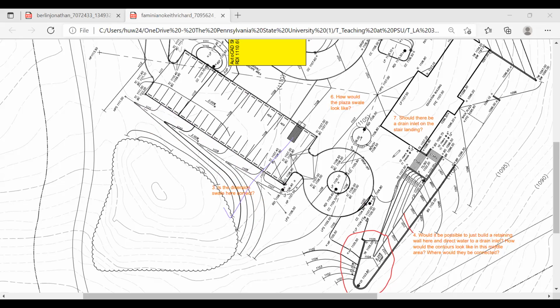This is okay. Should there be a drain inlet on the stair landing? Depending on how you design the slope of the stair. If the slope of the stairs allows the water to keep flowing off the stairs, then yes. Instead, if you design for it to do this, then you would need an inlet. Adding an inlet would basically add some more cost of piping, right? So it's not necessary.